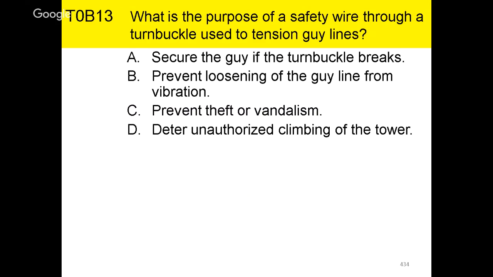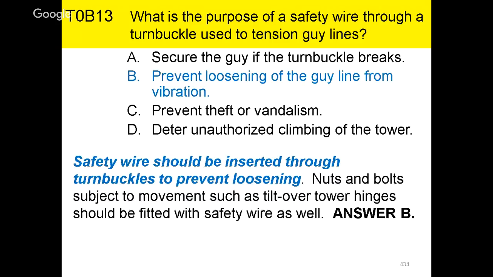So what is the purpose of a safety wire through a turnbuckle used to tension guy wires, or guy lines rather? Okay. The turnbuckle is a pretty neat little thing. I'm glad they were invented, but it helps to prevent loosening of the guy line from vibration. So your safety wire should be inserted through the turnbuckles to prevent loosening. Nuts and bolts subject to movement, such as tilt-over tower hinges, should be fitted with safety wire as well. Your answer is B.